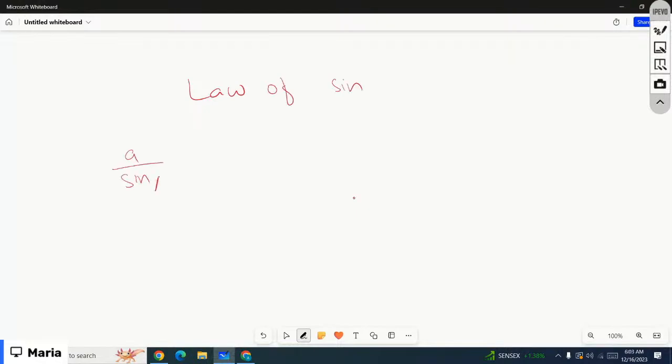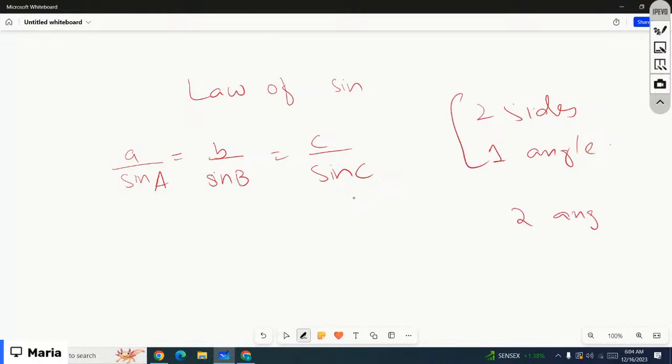That is a over sine A, b over sine B, and c over sine C. The small a, b, c are the sides of the triangle and the capital ones are the angles. If you are given two sides and one angle, or two angles and one side, you can use law of sine.